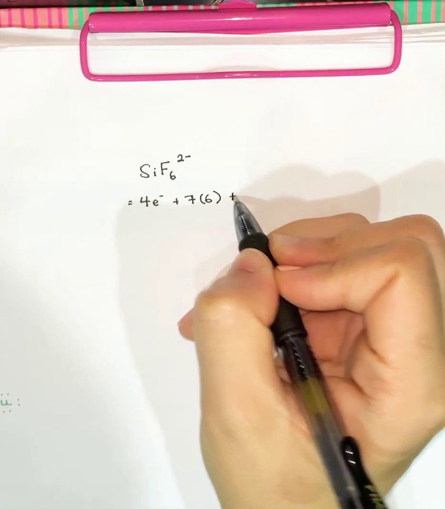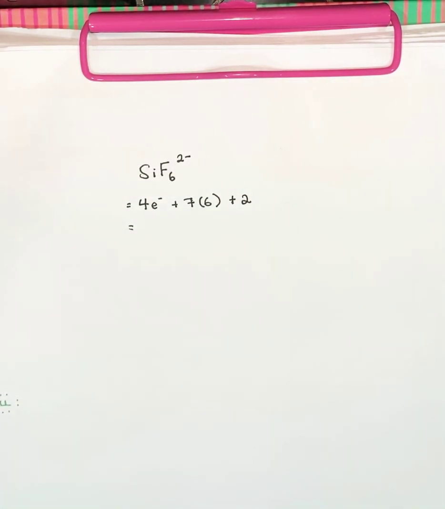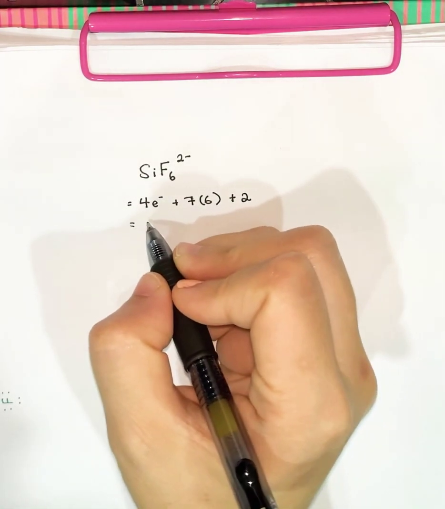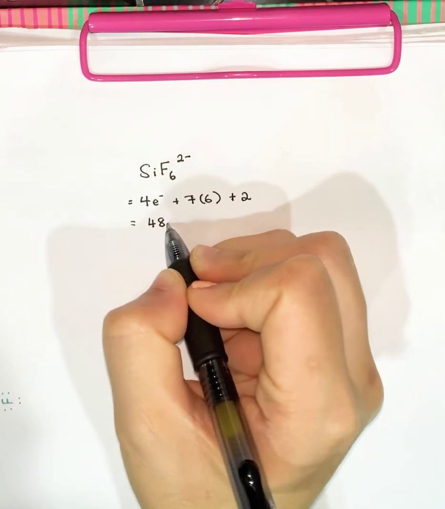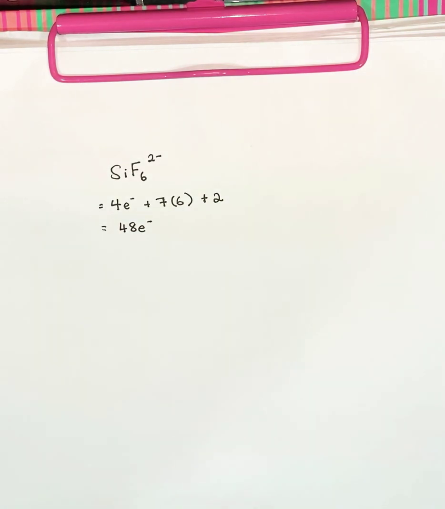So we plus another 2. So the total is 4 plus 7 times 6 plus 2, 48 electrons in total. So now we have to look at which one should be the central.